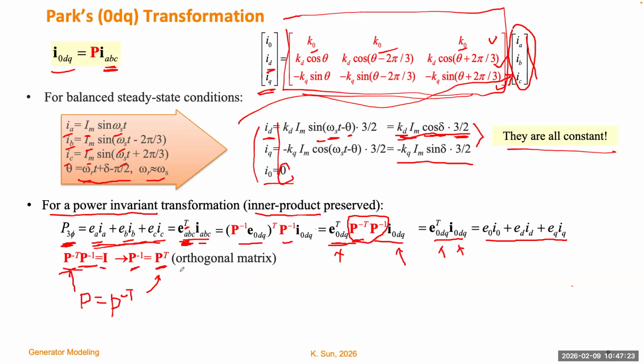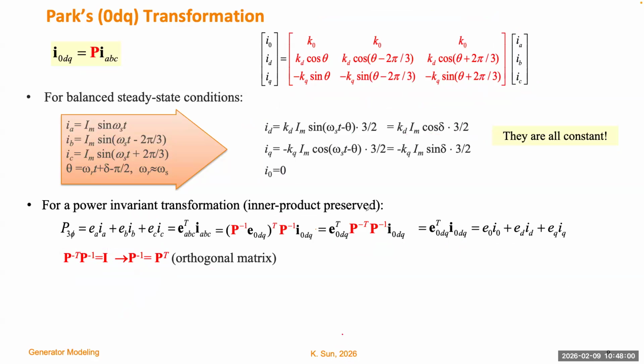Mathematically speaking, this feature is called an orthogonal matrix. If any square matrix has its transpose equal to its inverse, this matrix is called an orthogonal matrix. There's a theorem saying that if you want to make any square matrix a power-invariant transformation, which can preserve the inner product, that matrix has to be orthogonal. If you don't know this fact, that's fine. We just need to know that this one has to hold.